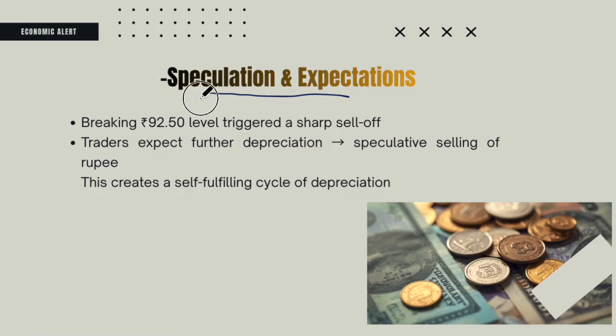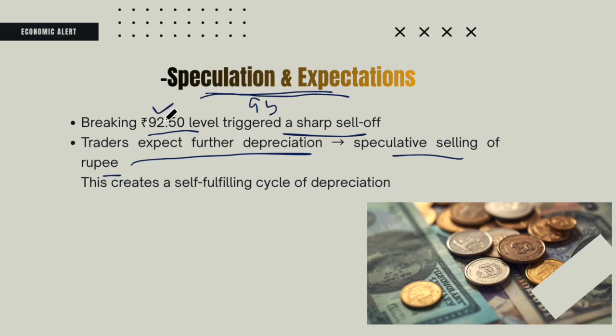Next is speculation and expectations. Breaking rupees 92.5 level triggered a sharp sell-off. The traders expect that further depreciation would be there, and hence this led to a speculative selling of rupee. Let's try to understand this in a little more detail. So what happens is, if the traders are expecting that the rupee will further fall from 92 per dollar to, let's say, 95 per dollar.